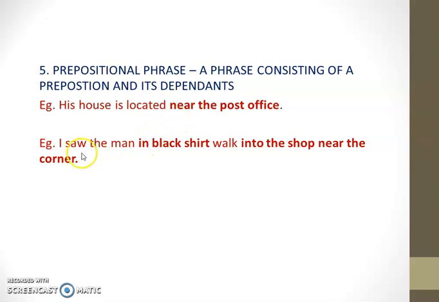Another example given, I saw the man in black shirt walk into the shop near the corner. It consists of two prepositional phrases, in black shirt and into the shop near the corner. Here, in is the preposition. In the second one, into is the preposition.